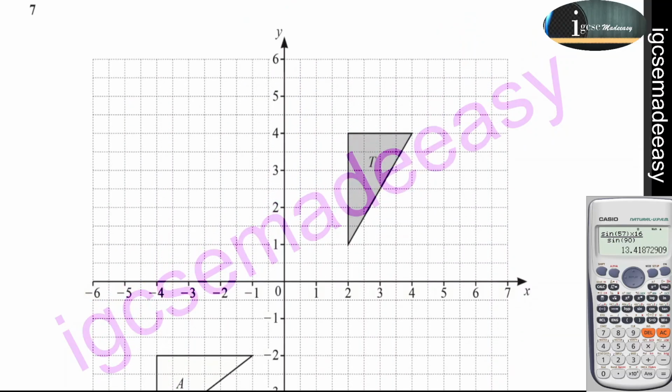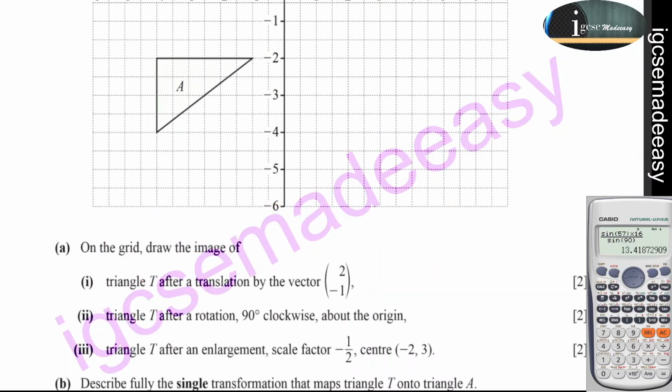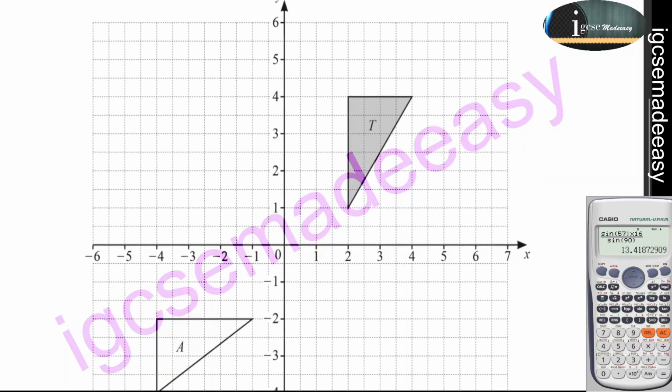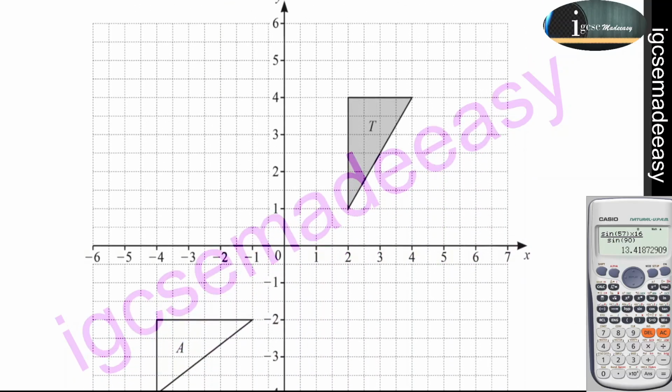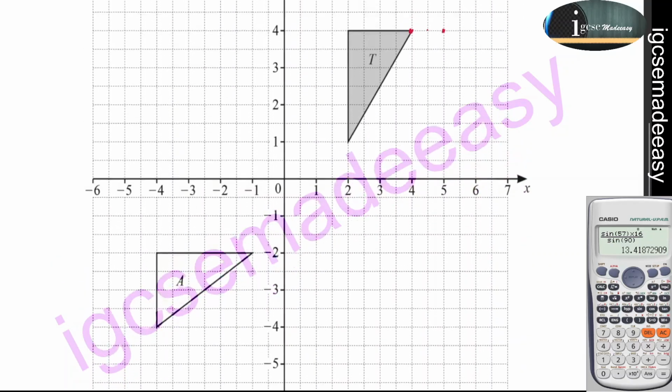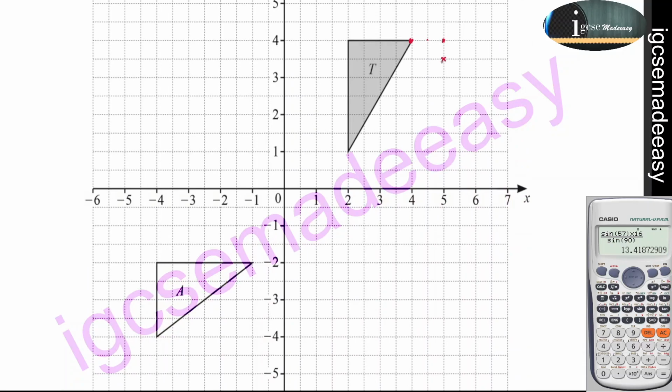Question number 7. Triangle T after translation 2 and minus 1. The column vector is 2 and minus 1, which means 2 units towards the right side we have to move from here. We can pick any point first. This point, let's say 2 units towards the right side means 1, 2. Then after that 1 unit downside, this is the point.